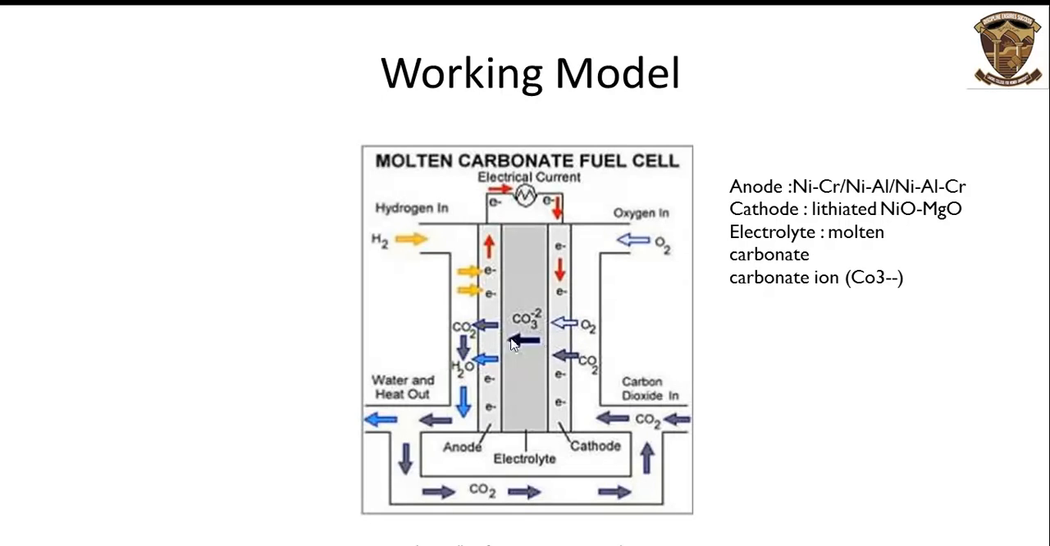So this ion passes through the electrolyte and reaches the anode, where it combines with the hydrogen and forms carbon dioxide and water. Water is released outside, while this carbon dioxide is recycled and provided to the cathode side for further chemical reaction. So carbonate ion is the conducting ion.